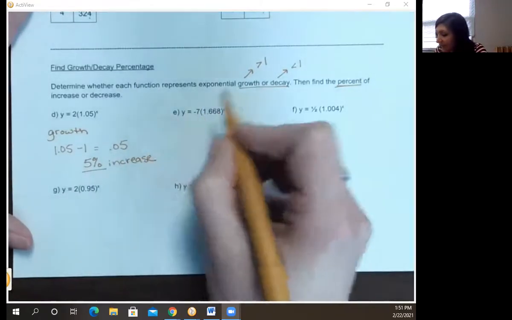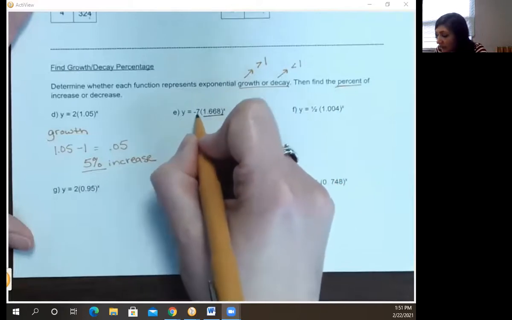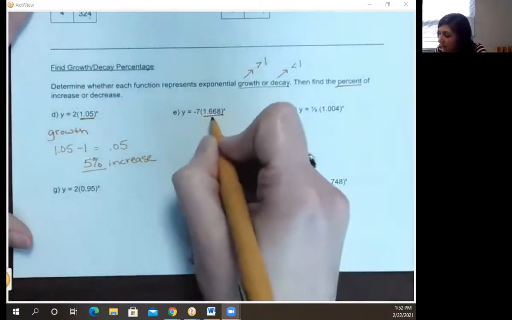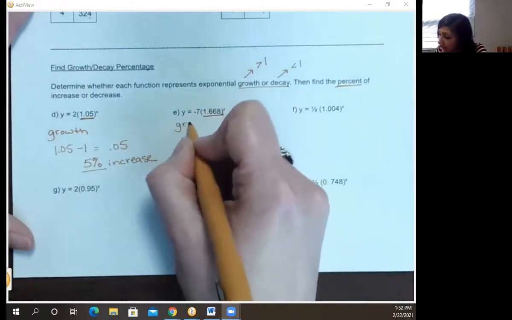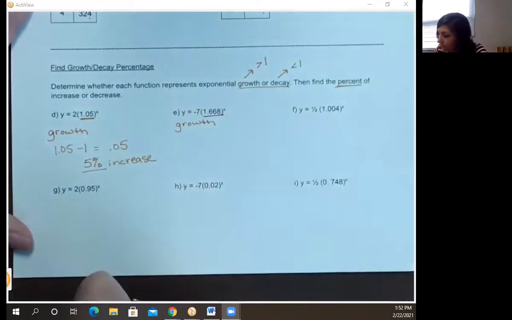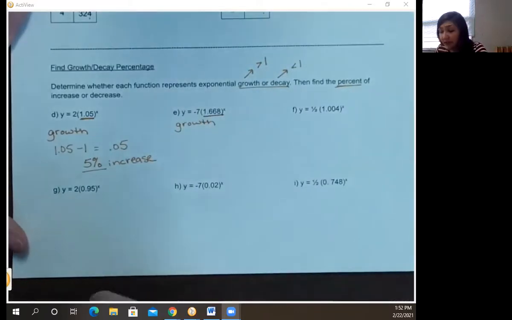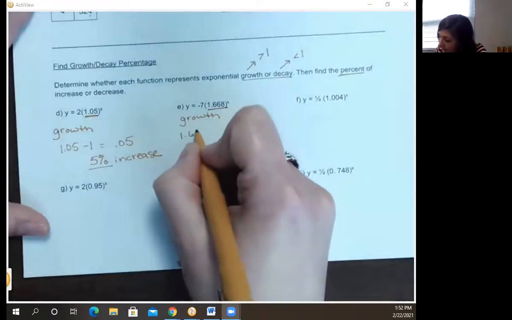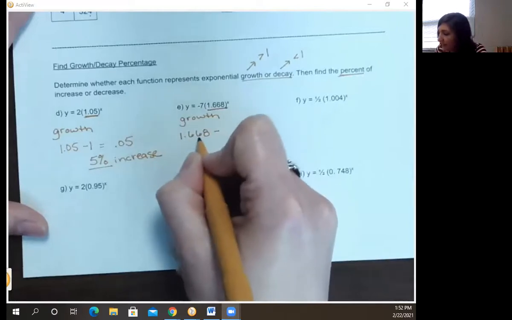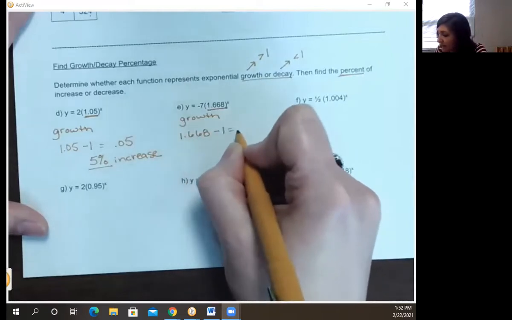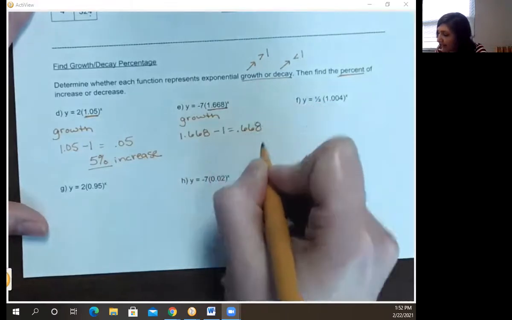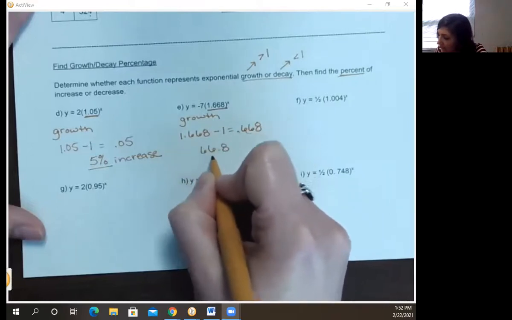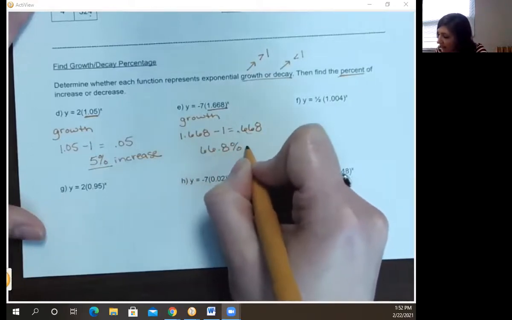For E, same idea. We're looking at the base of our exponent. I don't care what number's in front. I just care about the base of the exponent. For E, the base of our exponent is greater than 1. So this is, again, exponential growth. And then our percent of increase in this case is, again, related to that difference from 1. So if I look at 1.668 and I look at its difference from 1, I get a difference of 0.668. Move that decimal 2 places, write this as a percent, and that would be a 66.8% increase.